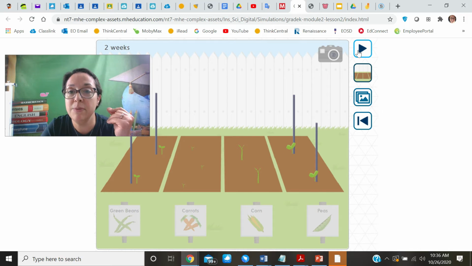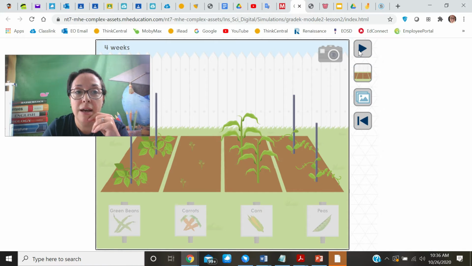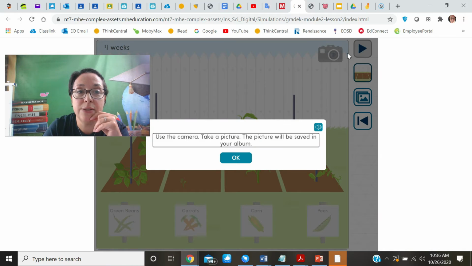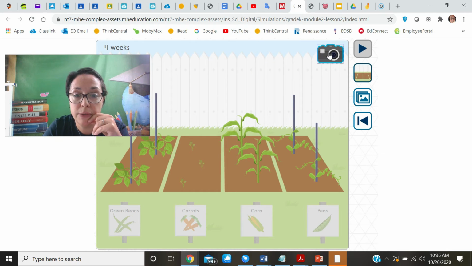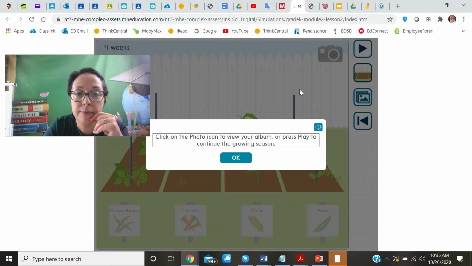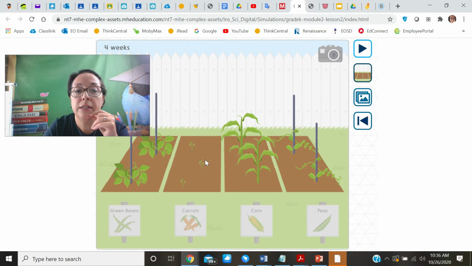All right, let's see what happens in 4 weeks. So ahora han pasado 4 semanas. Vamos a tomarle otra foto para que se guarde. We're going to take a picture of what it looks like. Okay, so here we have the seedlings have gotten bigger. Look at the changes. Mira los cambios. You might notice that it has more leaves. Tiene más hojas. All right, let's continue.